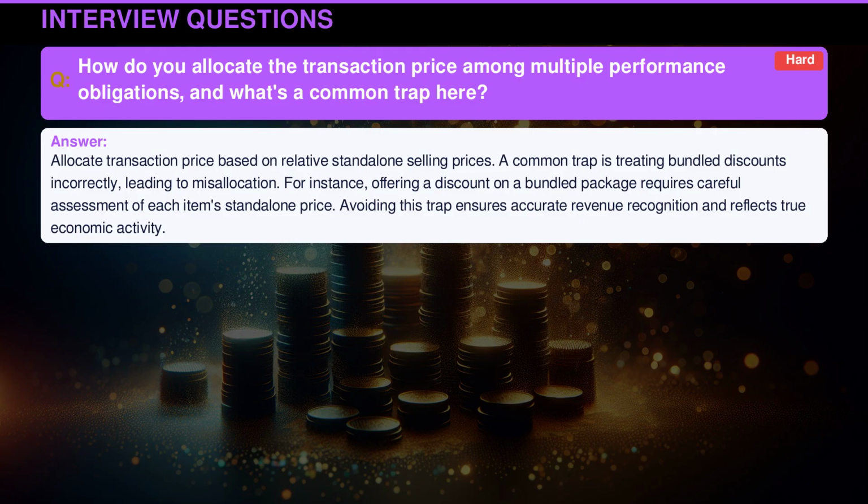Allocate transaction price based on relative standalone selling prices. A common trap is treating bundled discounts incorrectly, leading to misallocation. For instance, offering a discount on a bundled package requires careful assessment of each item's standalone price. Avoiding this trap ensures accurate revenue recognition and reflects true economic activity.